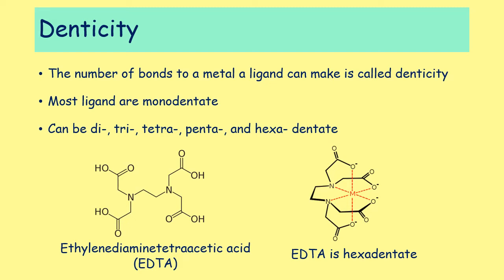And EDTA is often used as a medical treatment if someone has poisoning. So lead poisoning, mercury poisoning, anything like that, EDTA can be given to the patient. And what happens is that it forms a complex to the metal and allows you to extract it, and it makes it less harmful.